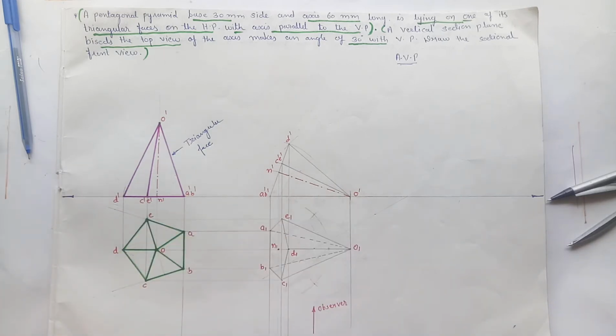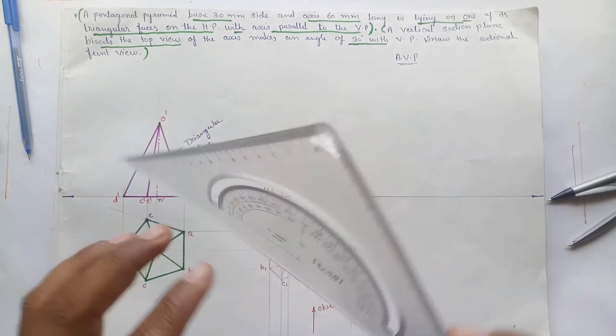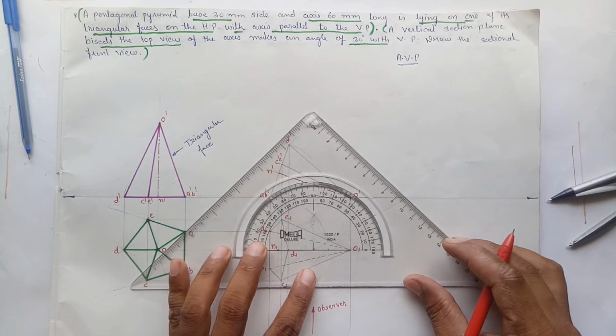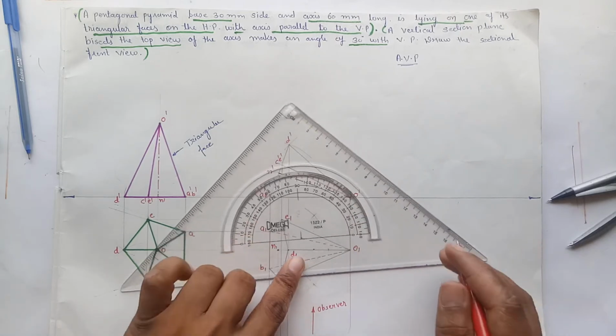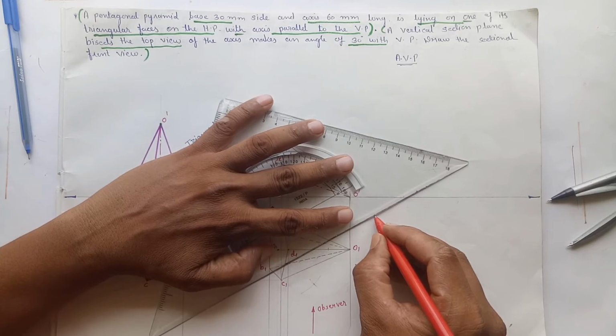After defining the midpoint of the axis, show the cutting plane inclined at an angle of 30 degrees to the XY line, because the cutting plane is inclined at an angle of 30 degrees. So show 30 degrees and draw the cutting plane.